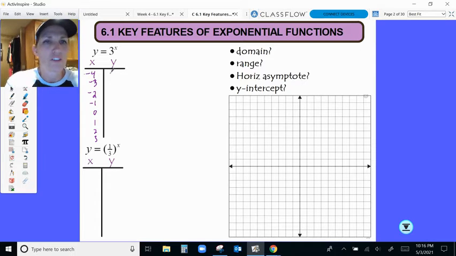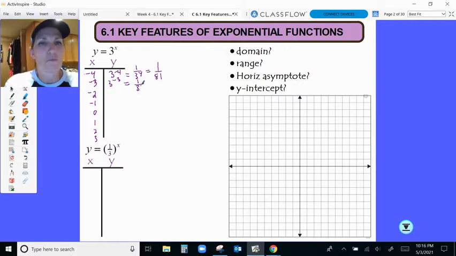So right here, this would be 3 to the -4th, which is equal to 1 over 3 to the 4th, right? Which is equal to 1 over 81. Okay, so that's a tiny, tiny little number. And then same thing, 3 to the -3rd equals 1 over 3 cubed, which is 1 over 27. Okay, this will be 1 over 3 squared, which would be just 1/9. 1 over 3 to the 1st power would be just 1/3.